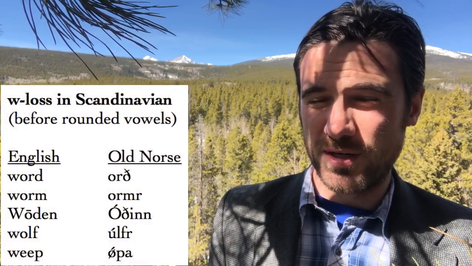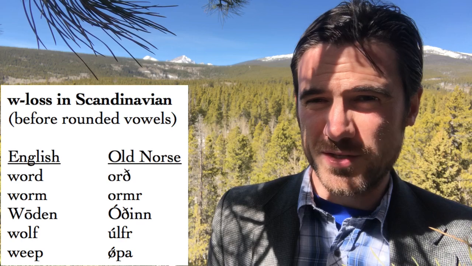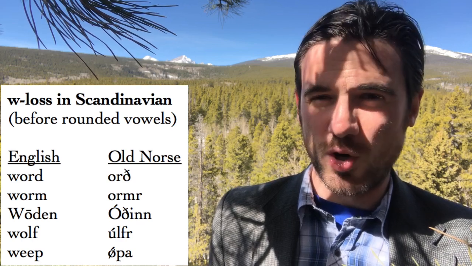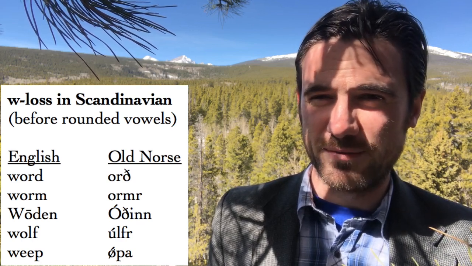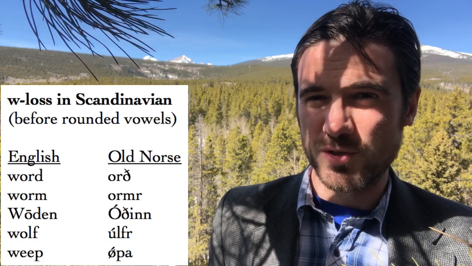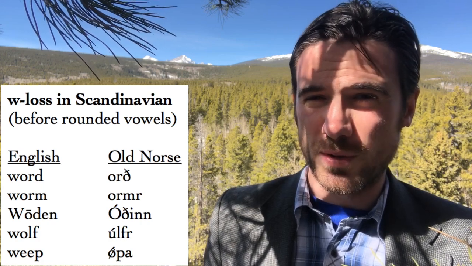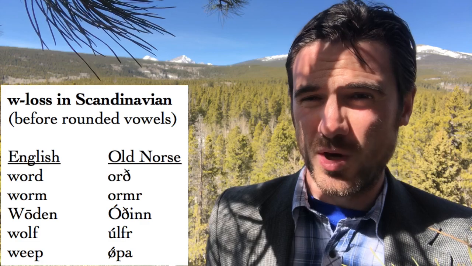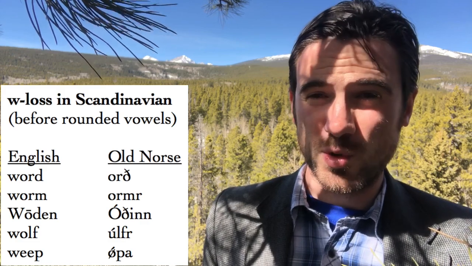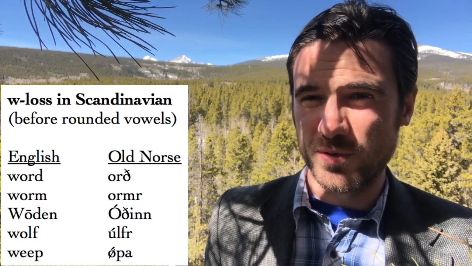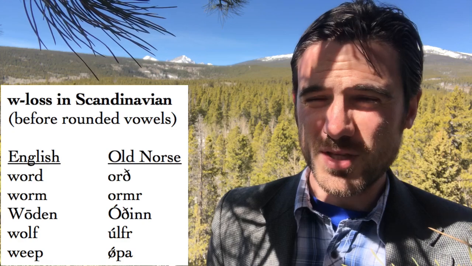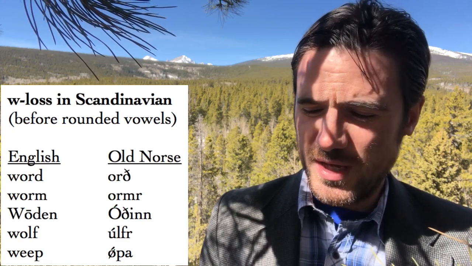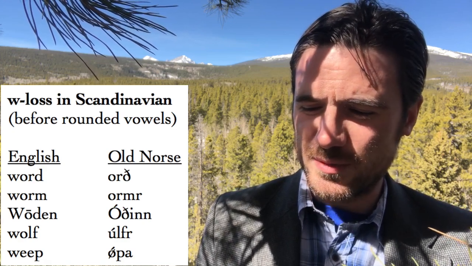Also in semi-vowels, the Scandinavian languages drop the sound of w very early on before a rounded vowel. So for instance, which is o and u and derived vowels. So for example, English word is cognate with Old Norse orð, just as English worm is cognate with Old Norse ormur, or English Woden, Old English Woden, is cognate with Old Norse Odin. So these are some distinguishing features in the phonology of the Scandinavian languages.